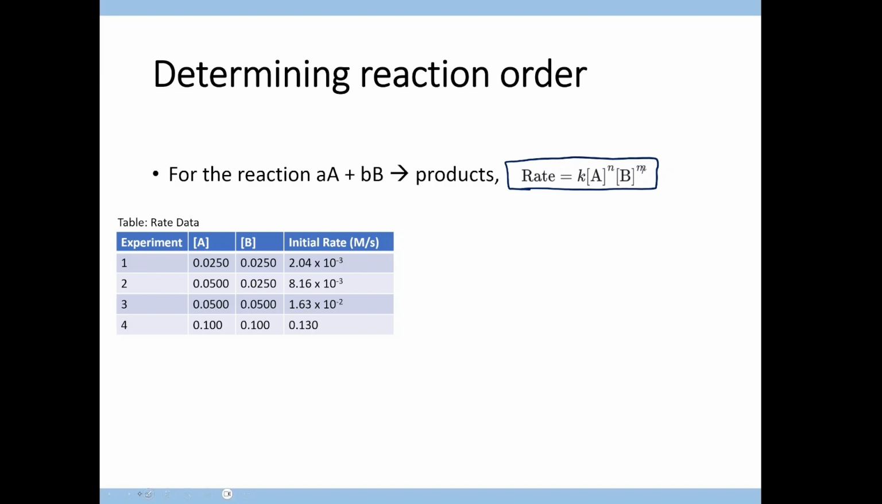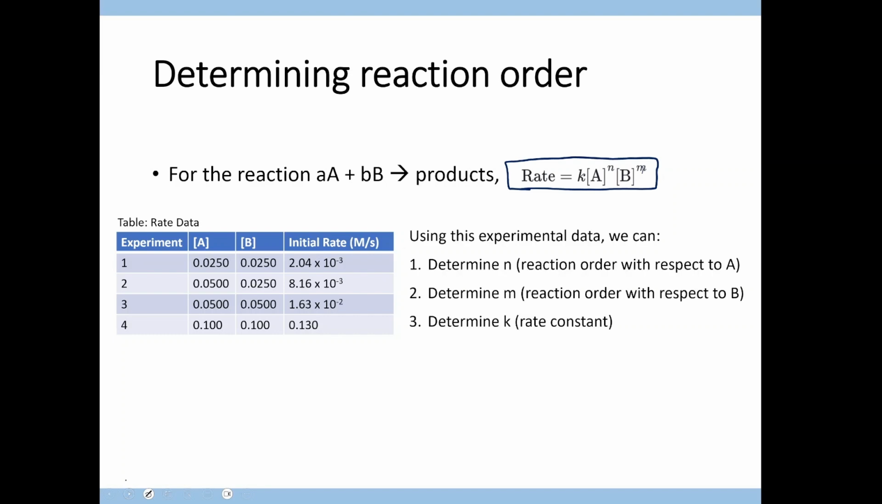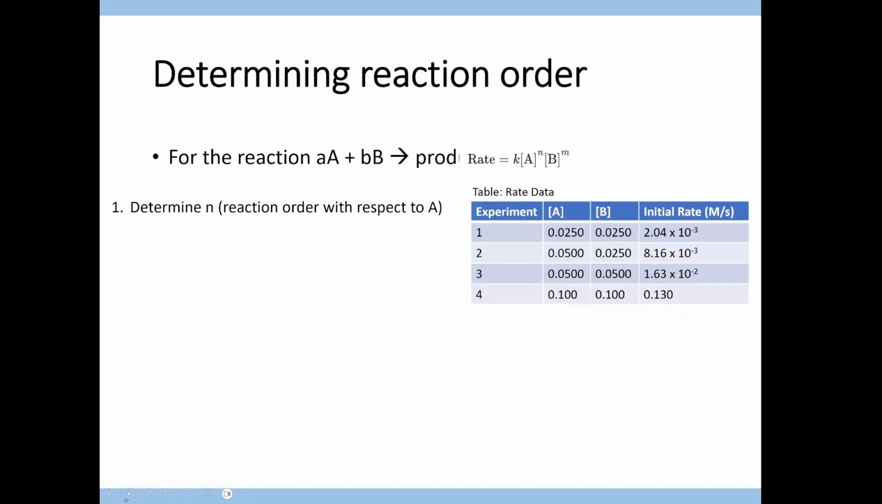So using this experimental data here, we have different experiments and the initial rate with those experiments, we can determine the reaction order with respect to A, the reaction order with respect to B, and the rate constant. You need to know the reaction orders before you can calculate the rate constant, so that's what we'll do. We'll calculate these reaction orders and then the rate constant.